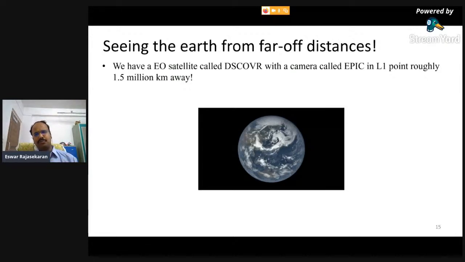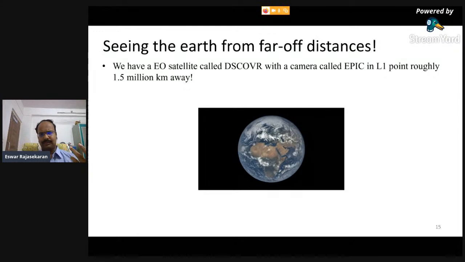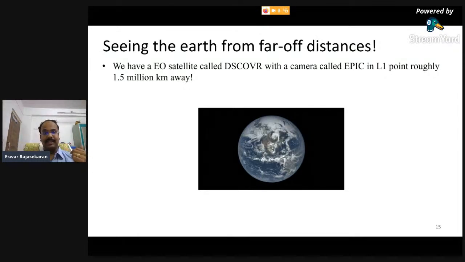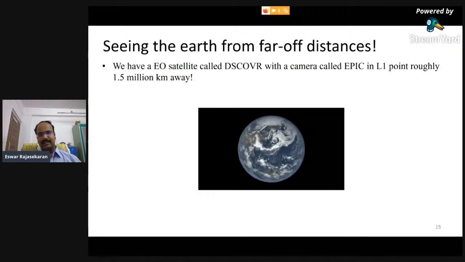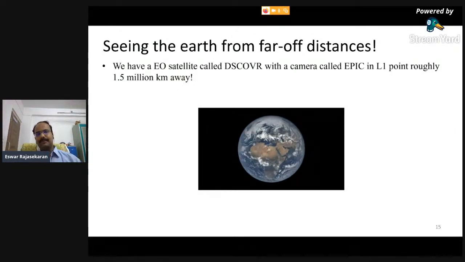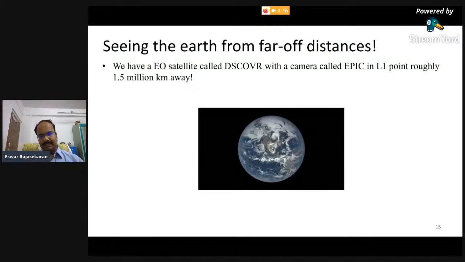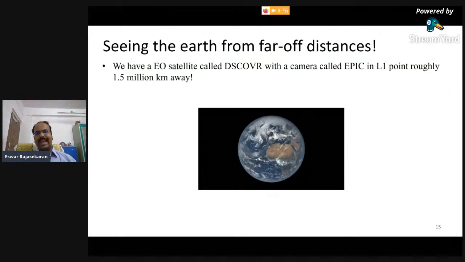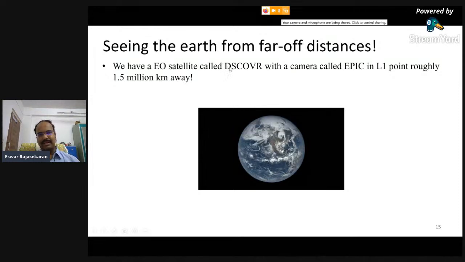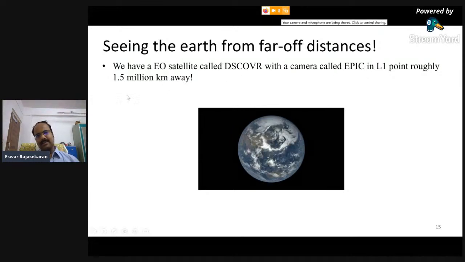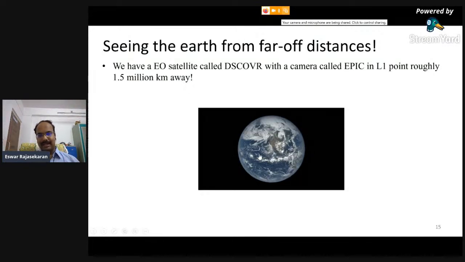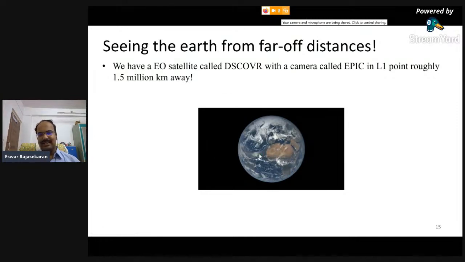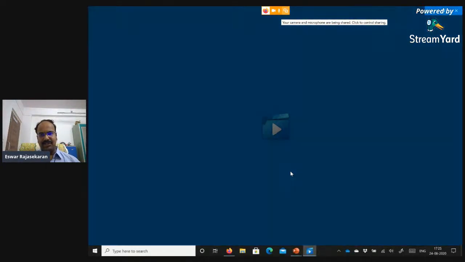I just showed you the two most popular orbits of Earth that satellites revolve upon, the geostationary orbit and the polar orbit. But there is another one, which is not like an orbit but like a fixed point, which we call the L1 Lagrange point. There is a satellite called DSCOVR and a camera called EPIC, 1.5 million kilometers away from Earth, taking pictures of Earth especially for various climate-related applications. I just wanted to show a glimpse of how Earth looks from that particular sensor. So just enjoy this video.